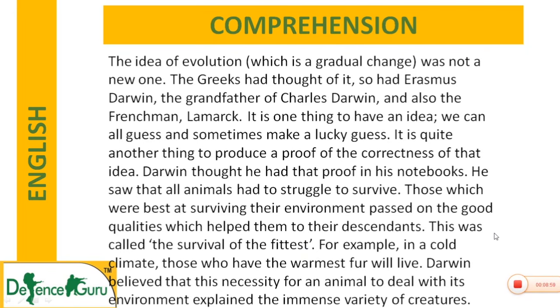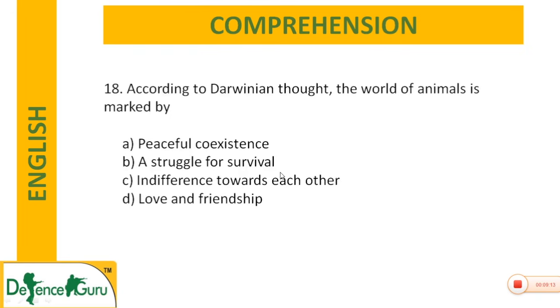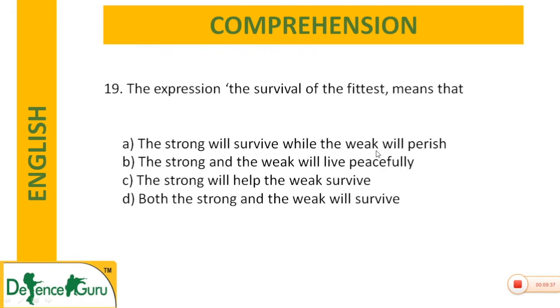So this was the passage, and now we are moving on for the questions. I hope in this passage you won't have found any difficulty, because vocab is quite easy, you can easily understand. So let's continue with the questions. According to Darwin's thought, the world of animals is marked by. In the given passage, it's already highlighted that a struggle for survival. It's already given that every animal struggles for survival. Means survival is not so easy. So this is already a highlighted message. So option B will be the right one. A struggle for survival.